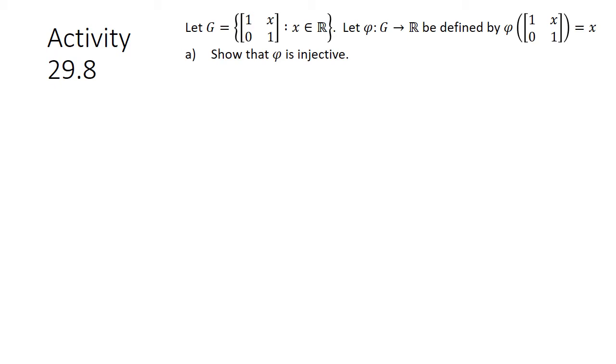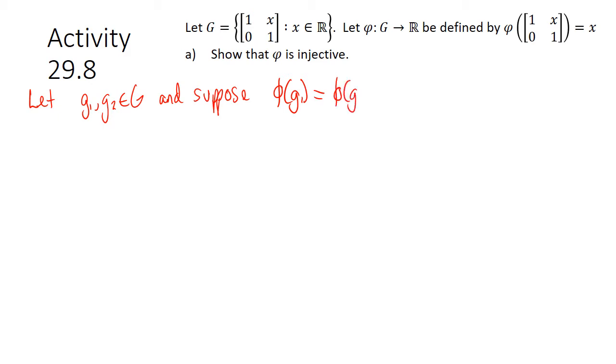Okay, so let's go over part A. So let G be the same as that group in the last activity, and then let phi be a map from G to the real numbers defined by phi of one of those matrices in G is just equal to the upper right hand corner entry. So first we have to show that phi is injective. So we can just do this the same way for all injective proofs. So we're just going to let there be two elements in G. So I'll just say G1 and G2 are in G, and suppose that they have the same image under this map. So phi of G1 equals phi of G2.